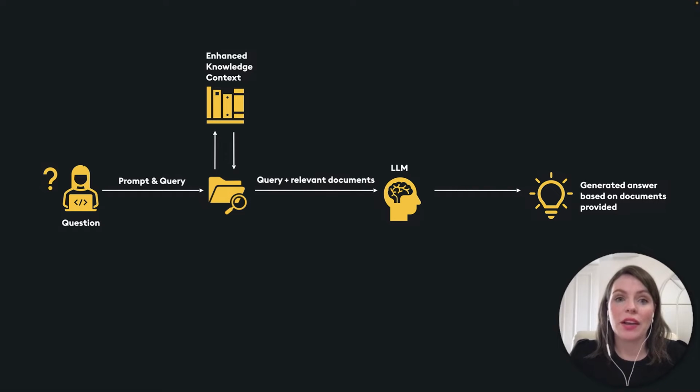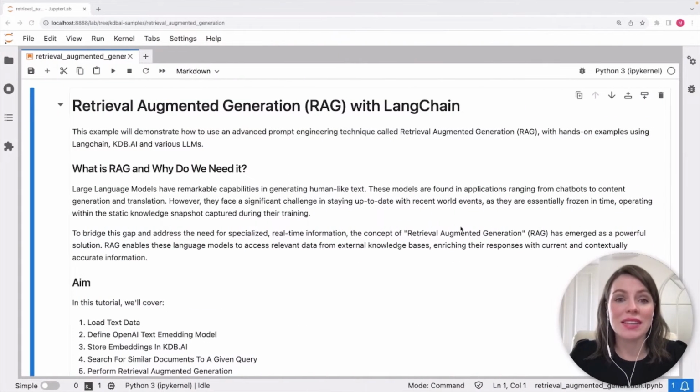So we're going to show how to do this on a text document today using LangChain, OpenAI, KDB.AI, and various LLMs. So let's get stuck into the example. A quick overview of what we're going to cover in the sample. We're going to start by loading and chunking our data, which is a text document. We're going to create some vector embeddings and store this in KDB.AI. And then we're going to perform RAG on this data set to get some contextual answers back.